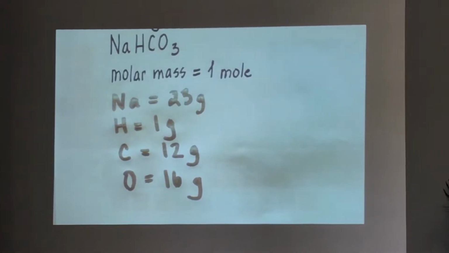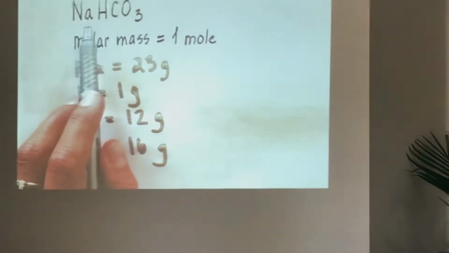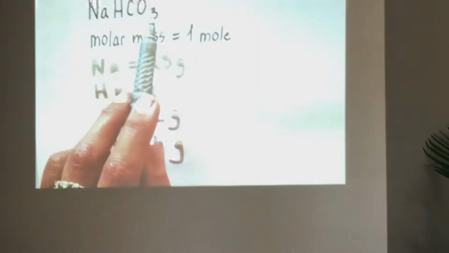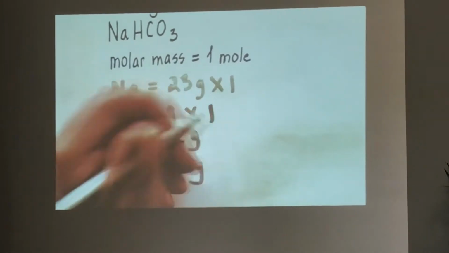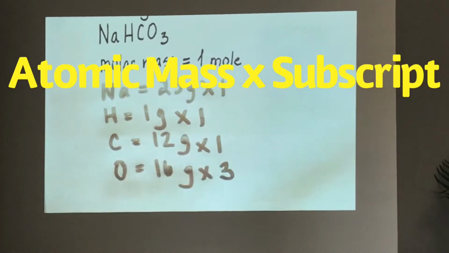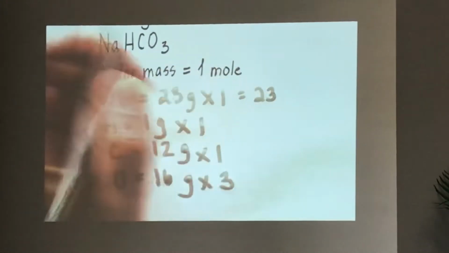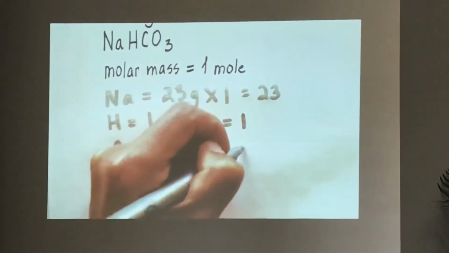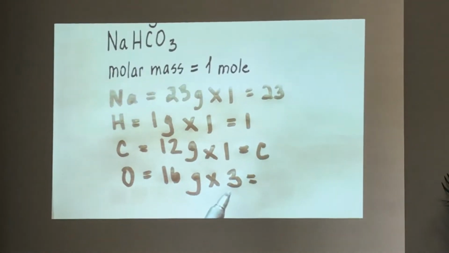Okay, now after this you are going to use your counting atoms knowledge because we have more than one atom of oxygen. So look over here. Subscript 1 on all other atoms because it's not shown. Subscript 3 on oxygen. So times 1, times 1, times 3. So over here, as you can see, 23 is not changing. Then H is still 1. Carbon is 12. Oxygen, 16 times 3.